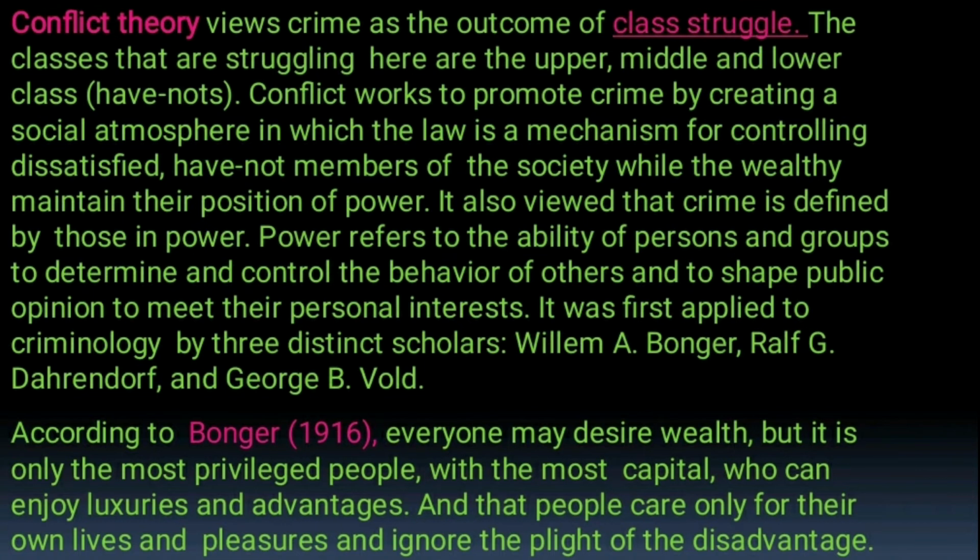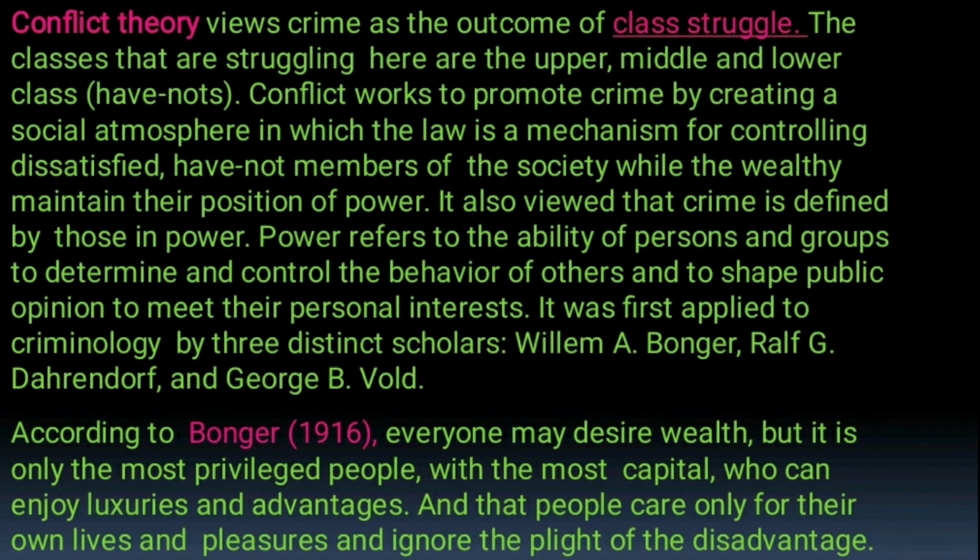Yung bang mahihirap lamang ang nag-i-struggle, ayon dito sa conflict theory, hindi po, no? The classes that are struggling here are the upper, mga mayayaman, middle class, and the lower class have-nots. Conflict works to promote crime by creating a social atmosphere in which law is a mechanism for controlling the dissatisfied, have-not members of the society, while the wealthy maintain their position of power.